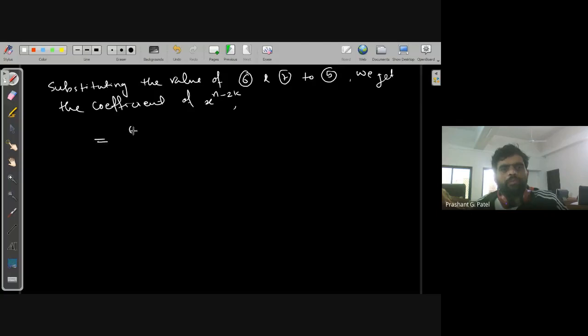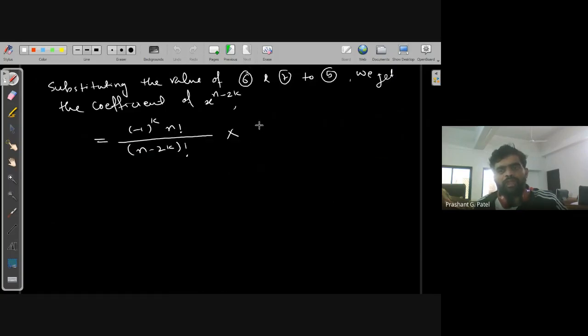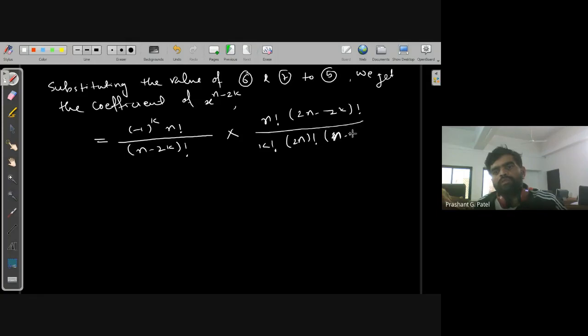equal to minus 1 raised to k into n factorial upon n minus 2k factorial into this quantity, but this quantity is in the denominator. So the reciprocal of that we will write. That is n factorial into 2n minus 2k factorial upon k factorial into 2n factorial into n minus k factorial.